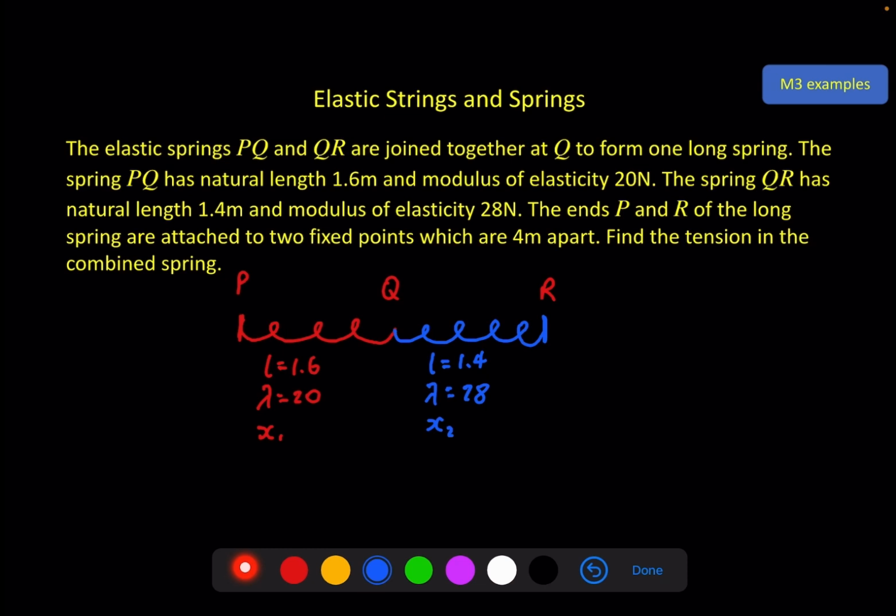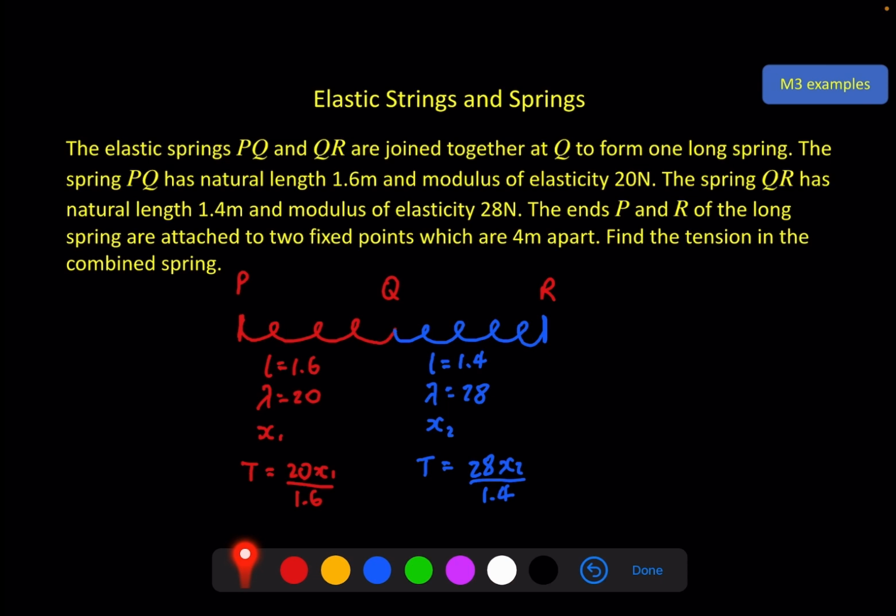But what we also know, as we said when reading it here, is that the tension in the combined spring is the same tension throughout. The tension pulling this way on this spring must be equal and opposite to the tension pulling this way on this spring, assuming it's in equilibrium. That means when we form our equation, T is equal to lambda x1 over L here, and T is equal to lambda x2 over L here, this T and this T are the same T. So we can combine these two together.